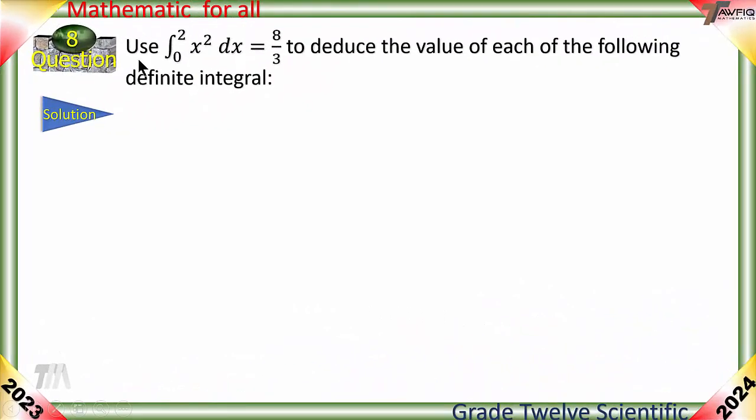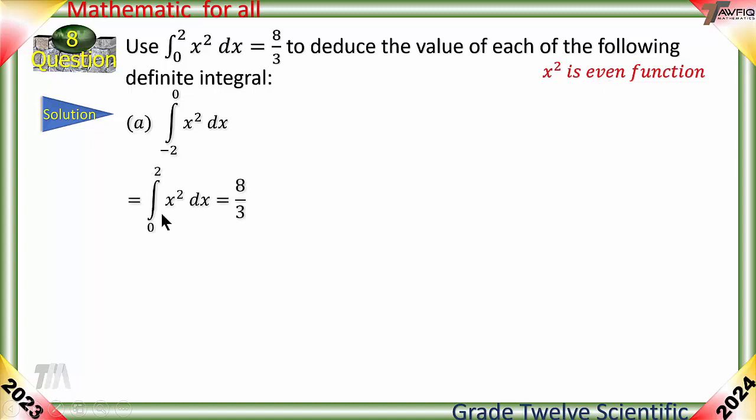Question number 8. Use integration from 0 to 2 of x squared dx is equal to 8 over 3 to deduce the value of each of the following definite integrals. Be careful, x squared is an even function. A. Integration from minus 2 to 0 of x squared dx. Because the function is even, this is equal to the integration from 0 to 2 of x squared dx, which is equal to 8 over 3.